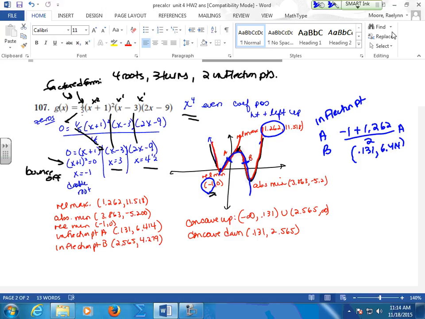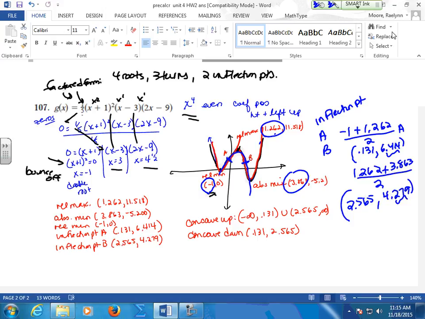B, I'm going to take this side and this one. So 1.262 plus 3.863 divided by 2. I'm going to get 2.565. I go to my calc. I let it find my y value. The only reason why you need the y values is because an inflection point is an xy point. I just need to have the y. Do I make reference to it ever again? No. But I need to have the y.